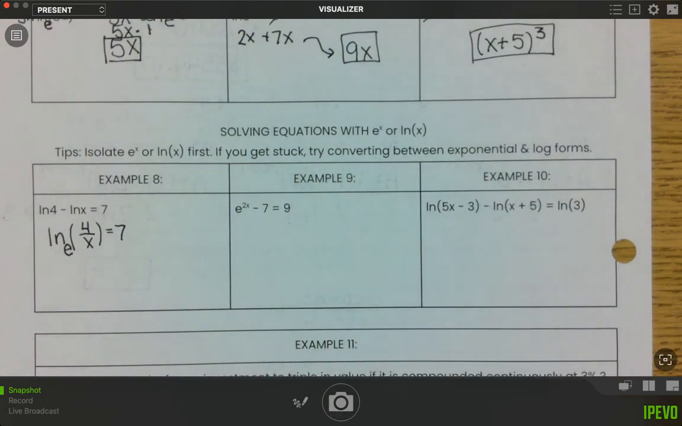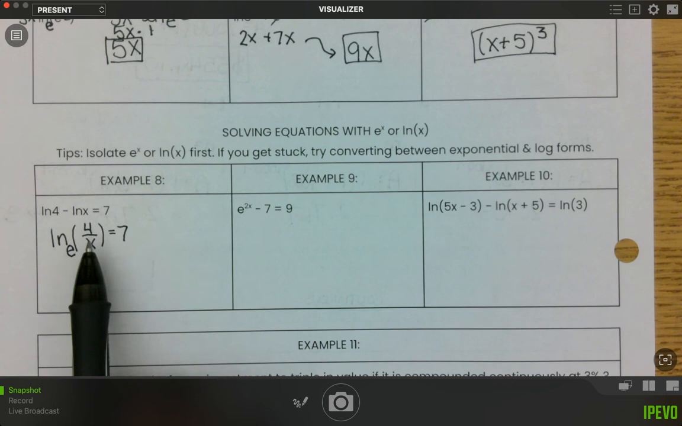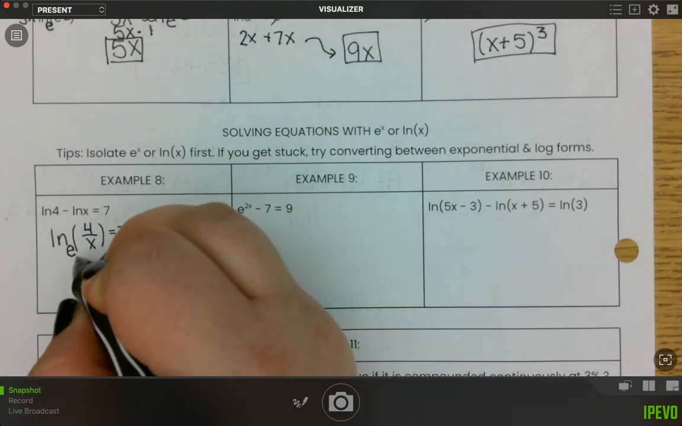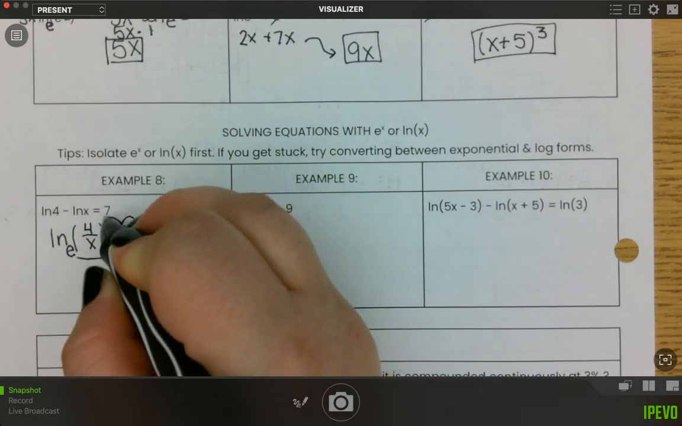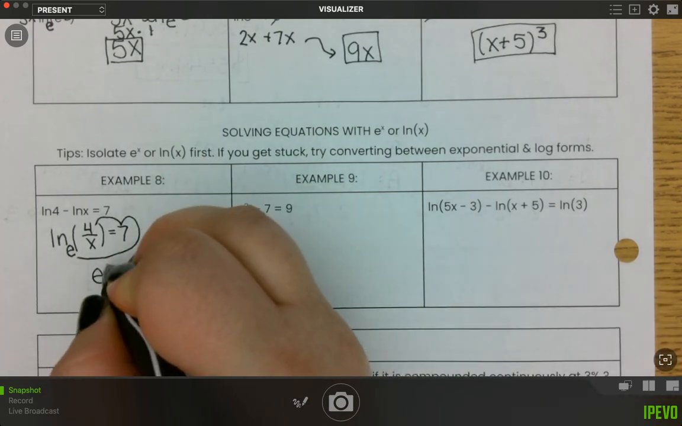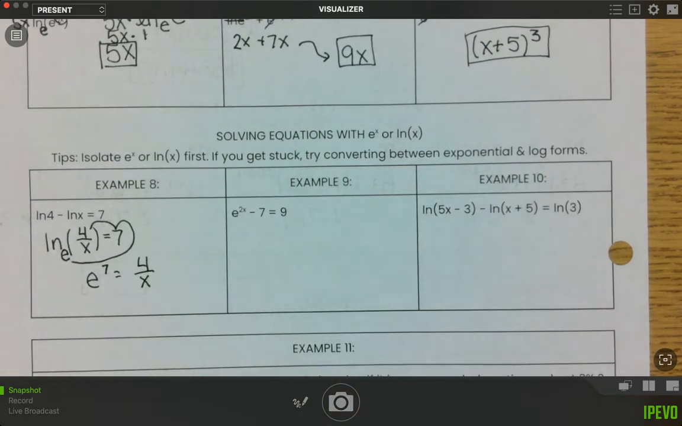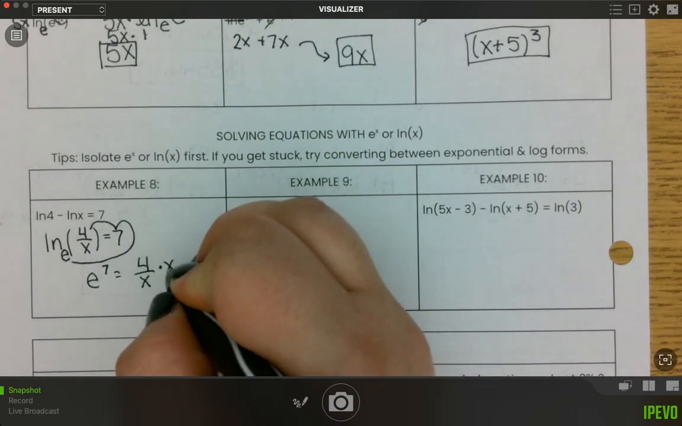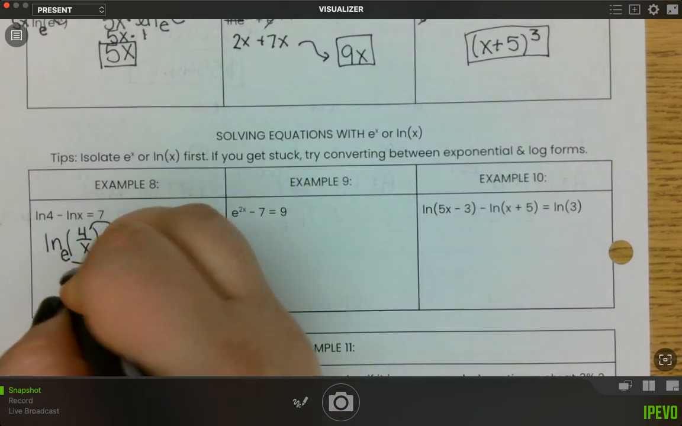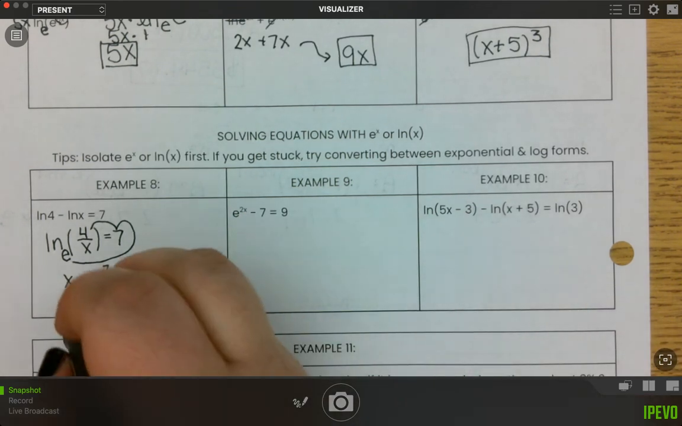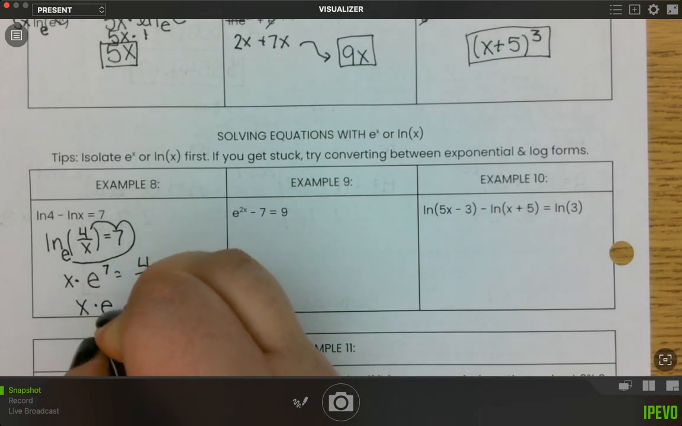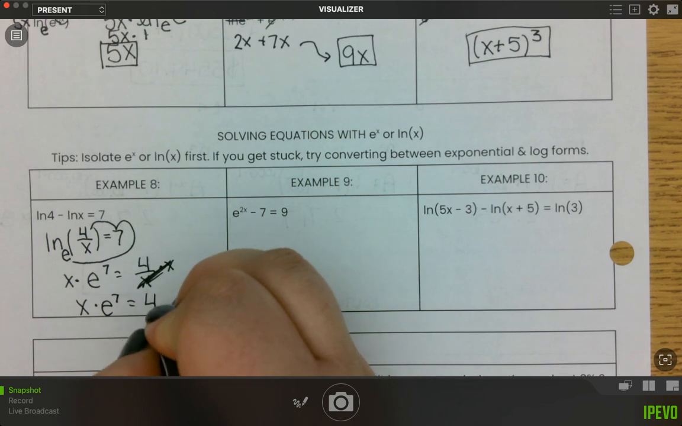We're already in log form, so we're going to try and get out of log form to see if that helps us solve it all, because there's not a whole lot more I can do with this since I don't know what x is. So I'm going to have e to the power of 7 equals 4 over x. And then I don't like it when there's a fraction, so I'm going to multiply by x on both sides so that that cancels out. And what I have right now is x times e to the 7th equals 4.